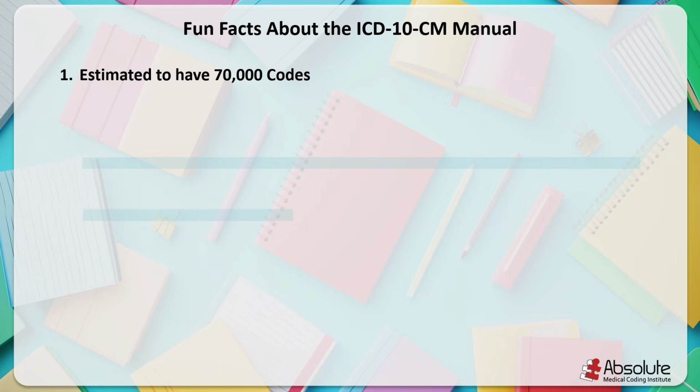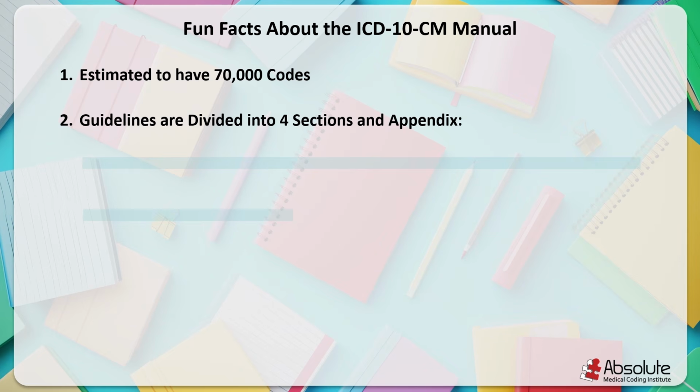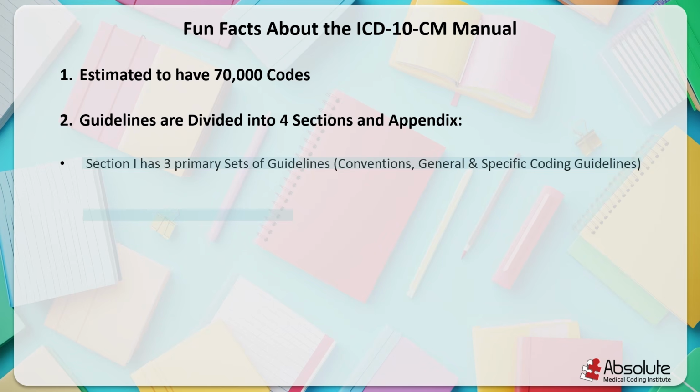Fact number one, ICD-10-CM is estimated to have 70,000 codes. Number two, there are guidelines and they are divided into 4 sections and appendices. So there are guidelines throughout this manual. They have Section 1 guidelines. These are your primary sets of guidelines. This is where you can find your conventions, general and specific coding guidelines.